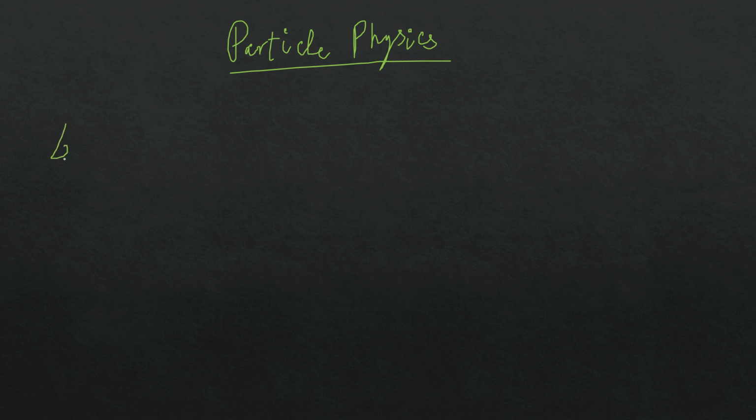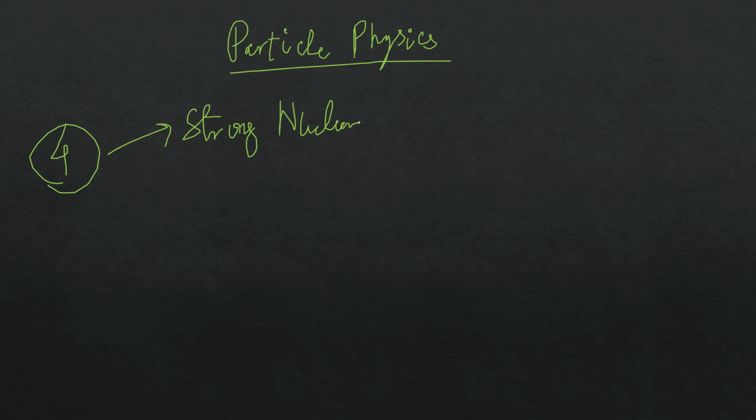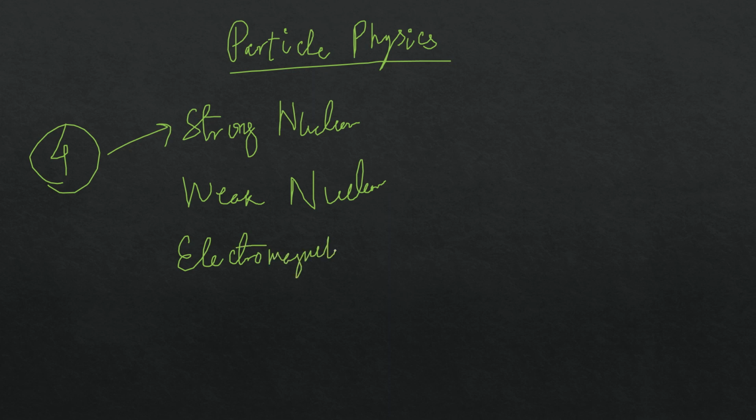So there will be four types of interactions in nature. You know this one, and that is strong nuclear force, then weak nuclear force, electromagnetic force, and finally that is gravitational force, or gravitational interaction.